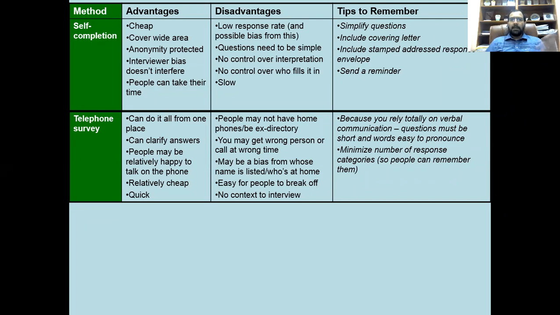Because we rely on verbal communication, we need to be time bounded. So we convey those questions exactly rather than going into great detail. Minimize the number of response categories as much as possible. And of course, it is not possible to conduct this activity for a bigger sample size. That can only be possible for a smaller sample size.